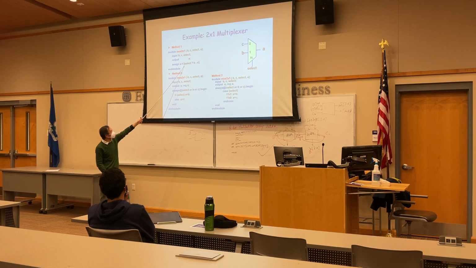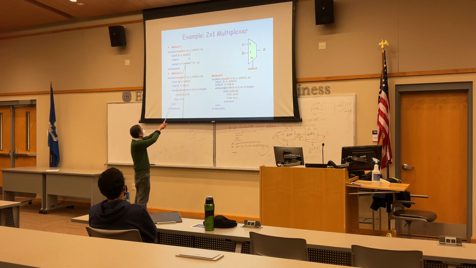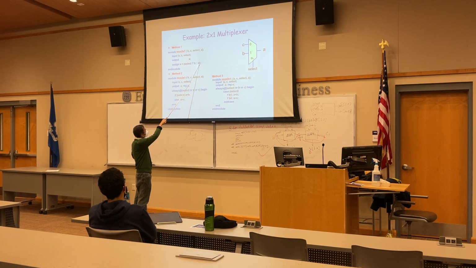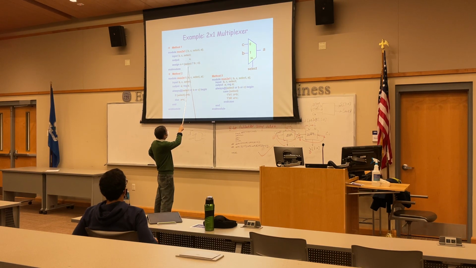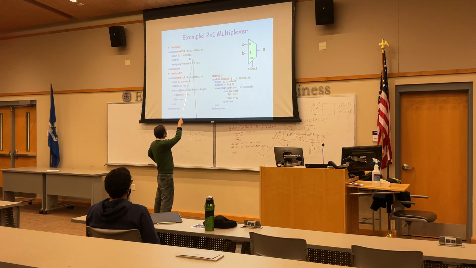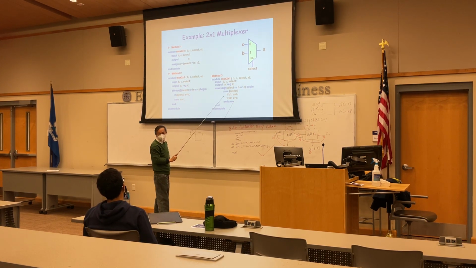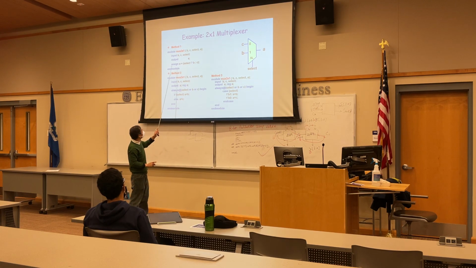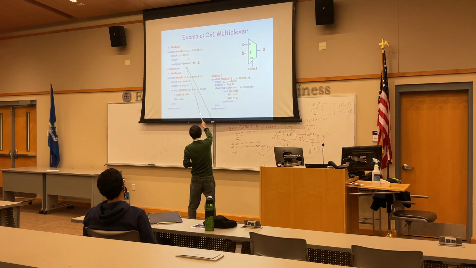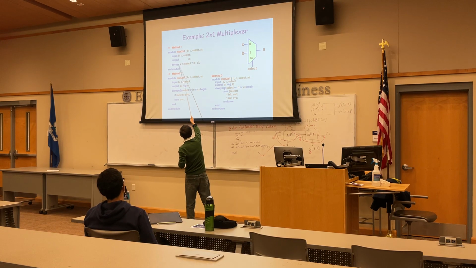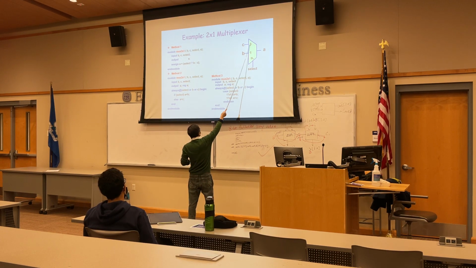Assign A is equal to select question mark B or C. That means it depends on this condition, true or false. If it's true, select this one, go to A. If it's false, select this one, go to A. See, that's a conditional statement. If this condition is true or false, either choose B or C, go to A.